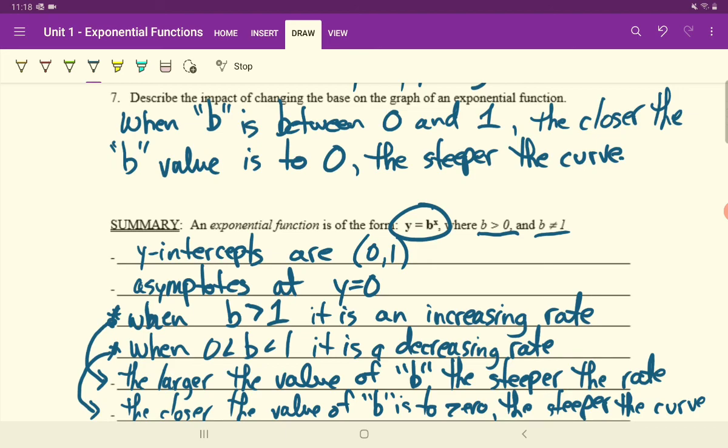They have y-intercepts at (0, 1), asymptotes at y equals 0. When b is greater than 1, we have an increasing rate, and the larger the value of b, the steeper the curve. When b is between 0 and 1, it's a decreasing rate, and the closer the value of b is to 0, the steeper the curve is there. All right, so I'd say that's a pretty good summary of some of the main characteristics of exponential functions.